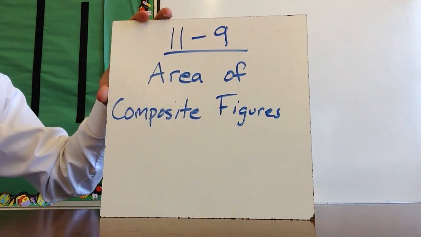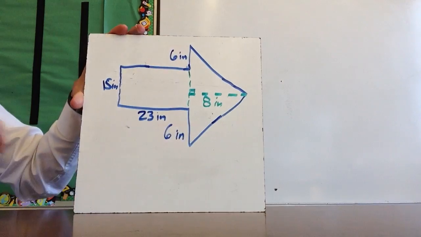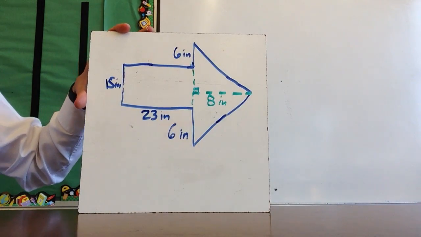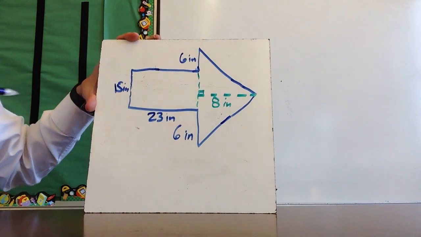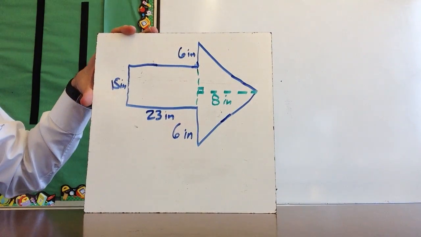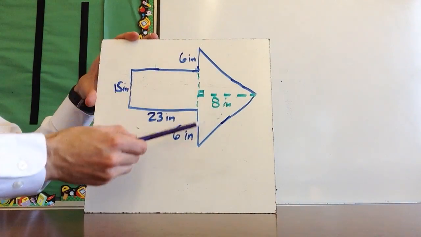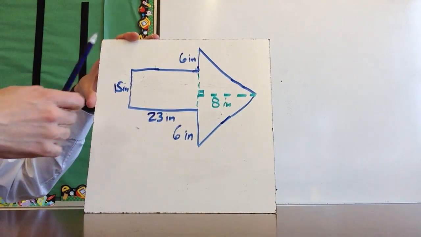This video will discuss Chapter 11.9, Area of Composite Figures. So what we're going to talk about today is this idea of a composite figure, which is essentially a figure that is made up of multiple shapes. And as you can see in this particular shape, which, if you think about it without the green, would just be an arrow, it's essentially made up of a rectangle here and then a triangle here, right? And then you just kind of put them together.